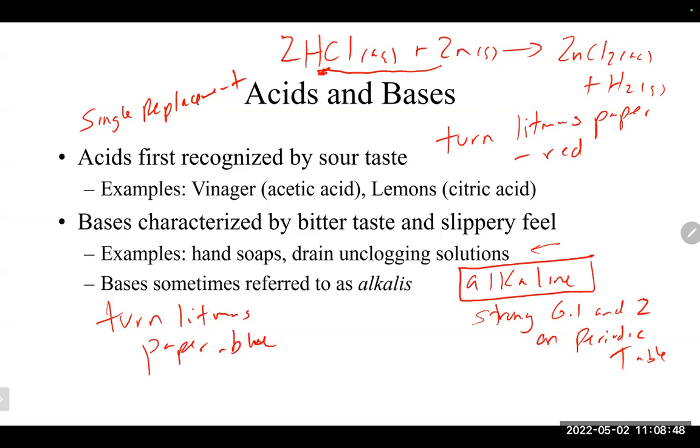Typically, if you're testing a solution using litmus paper, there are three types: red litmus paper, blue litmus paper, and neutral litmus paper. If your paper turns red or stays red, it's acidic. If your paper turns blue or stays blue, it's basic. Any questions on that?